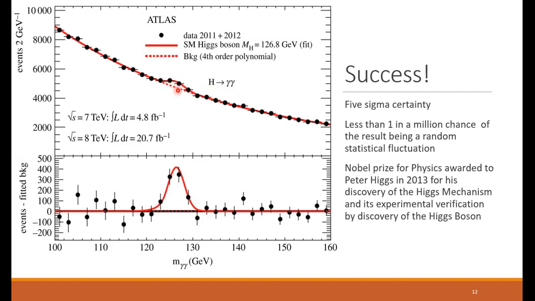And for this success, the Nobel Prize for Physics was awarded to Peter Higgs in 2013 for his discovery of the Higgs mechanism and its experimental verification by discovery of the Higgs boson. So that 50-year-old theory was confirmed here.